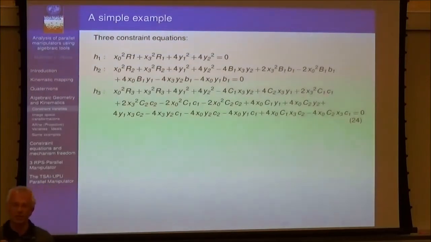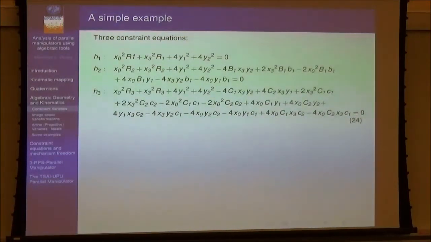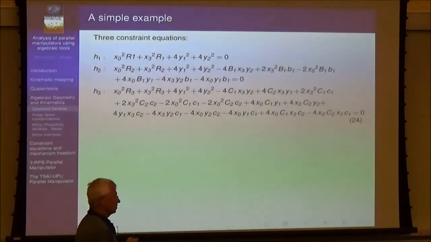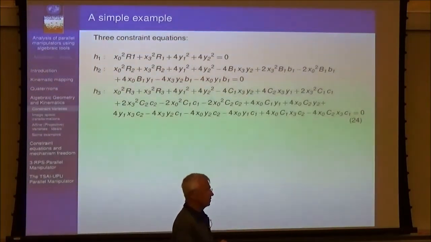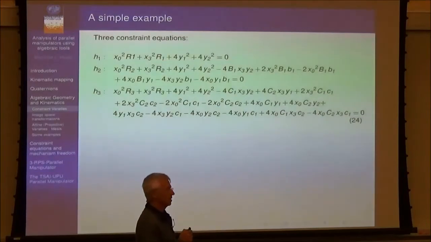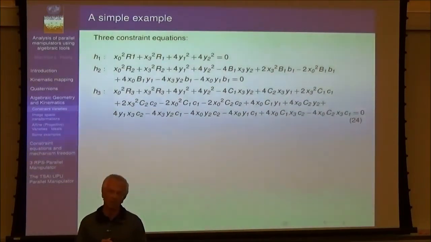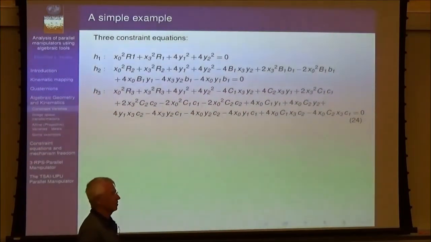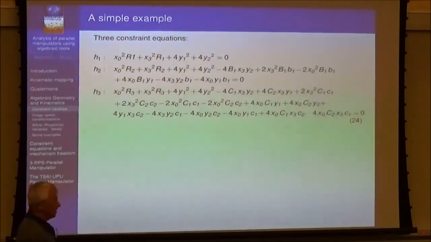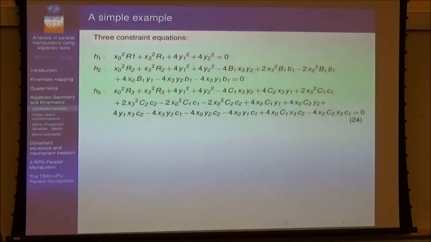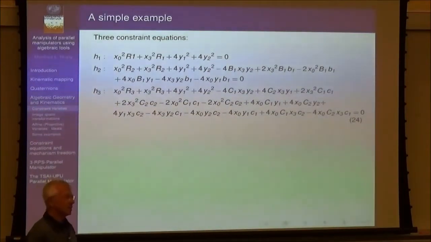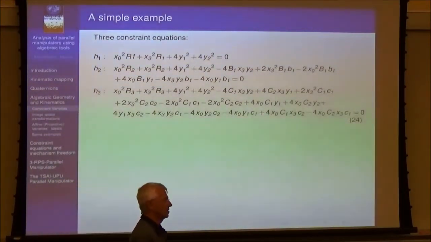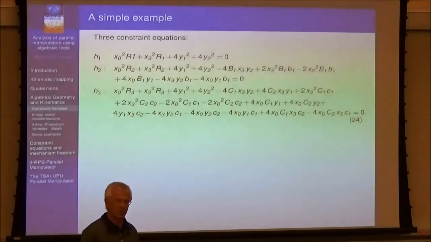But when you look at this carefully, you see these are three quadratic equations. Three quadratic equations in general will give you 8 solutions. And I told you before, there are only 6 solutions. Additionally, when you do a brute force elimination right now, you will end up with 16 solutions. So when you do it brute force.